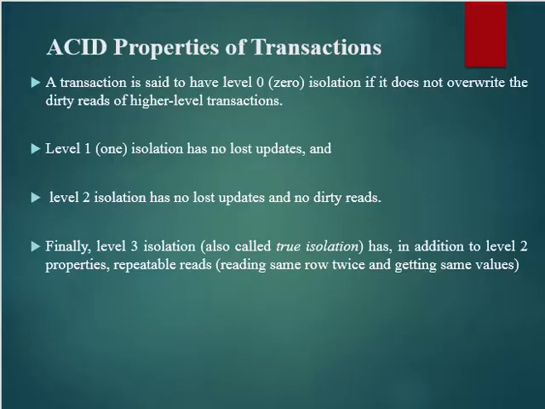And next one is level 1. Level 1 isolation means there is no lost update problem. That means a particular transaction read a value and updated the value, but before transferring the updated value into the secondary device or permanent media, a transaction T2 read the value from the secondary device. That is the lost update problem. So a transaction is said to be at level 1 if it avoids the lost update problem, and at level 2 if it avoids both the lost update as well as the dirty read.